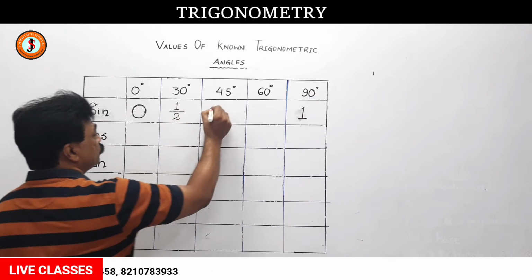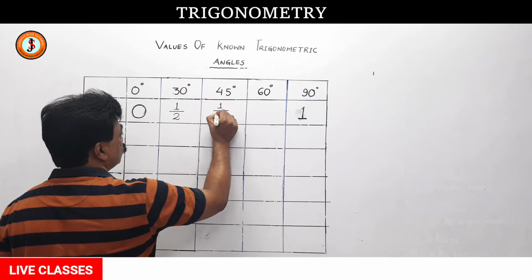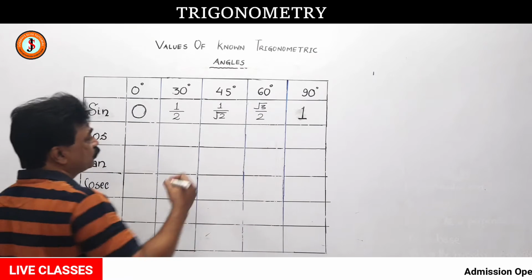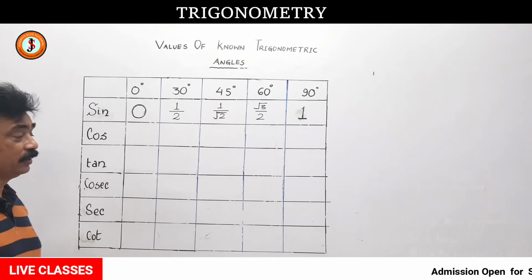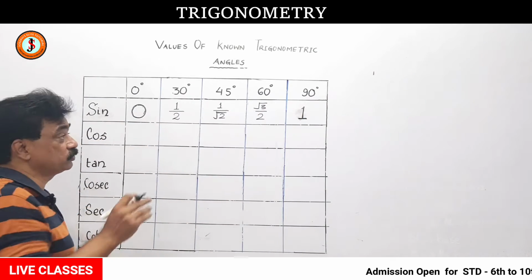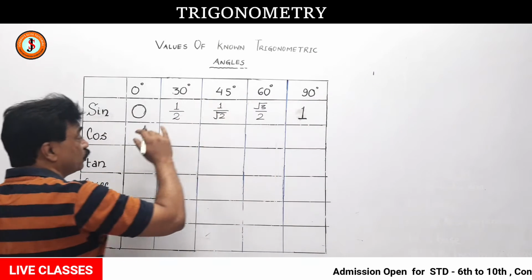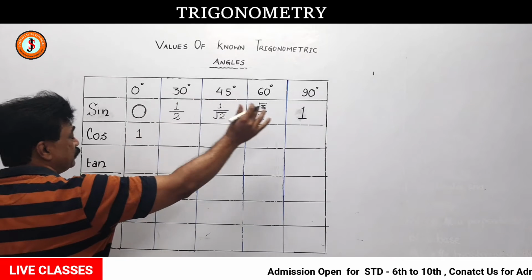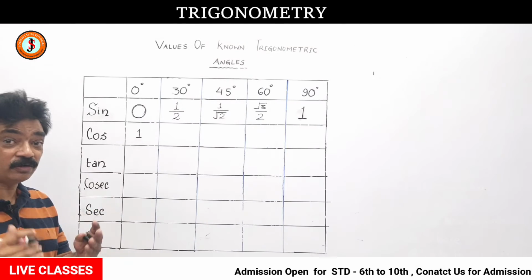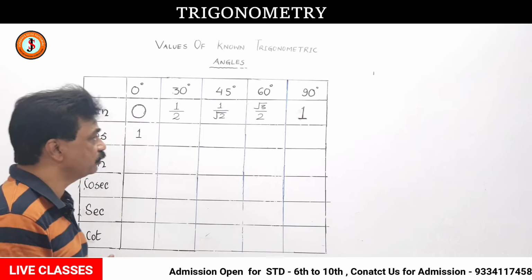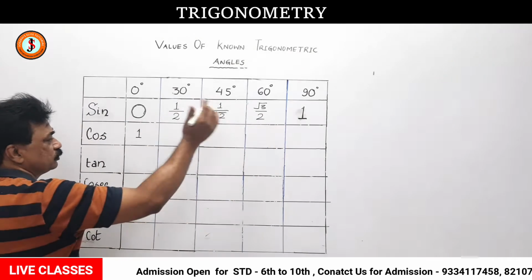Sine 30 is 1 by 2, sine 45 is 1 by root 2, sine 60 is root 3 by 2. Now sine and cos are complementary. That means if sine 90 is 1, then cos 0 will be 1. That means cos 0 I have written equal to sine 90, which later on in my other videos, when you see the complementary angle relationship, you will know how. But at present you should know how to make the table. So now it is easy.